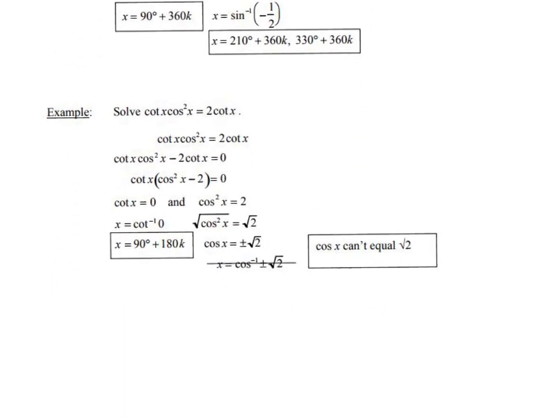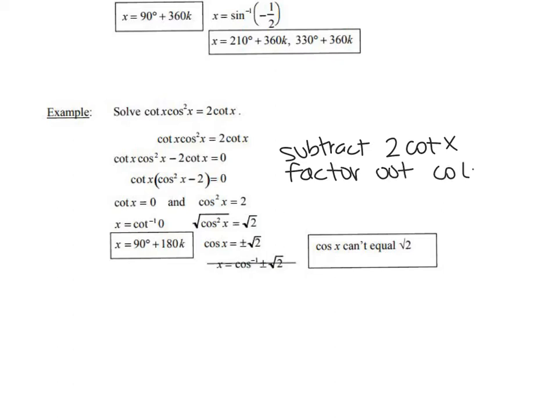We can also use factoring in an example like cotangent times cosine squared equals 2 cotangent of x. What we do first is subtract the 2 cotangent of x, then factor out a cotangent of x since both terms now have a cotangent of x. Then we want to find when cotangent of x equals 0 and when cosine squared x minus 2 equals 0. That's how you get the first solution.